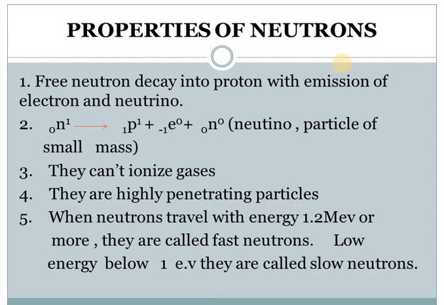So this second point is that if we take a neutron and it decays with the passage of time, particles are given out from it. The first is that a proton is given out, that is 1 1 p, as well as an electron, that is -1 0 e. Along with that, a neutrino, another small atomic particle, 0 0 n, is given out.